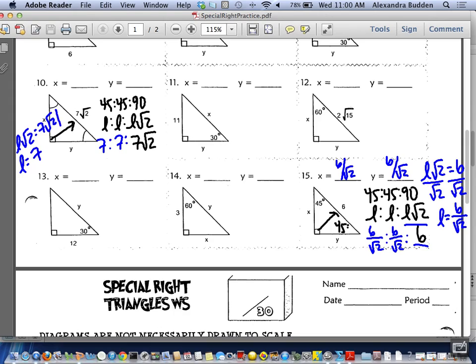So in this case, both the sides across from the 45 degrees are 7. So x is 7 and y is 7. So hopefully you got that one right. Now we're going to go on to 30, 60, 90 triangles, which again is going to be in your notes.